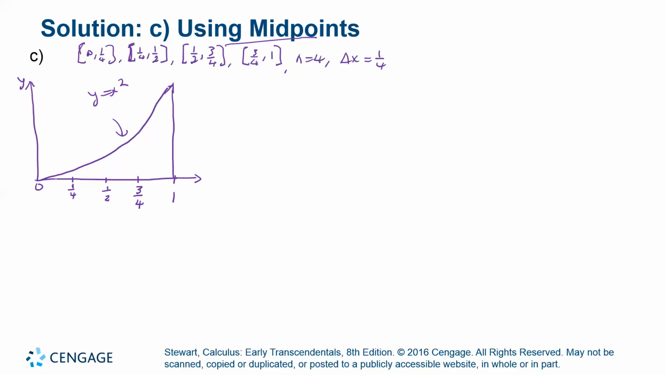Now the midpoint of this interval, we're going to determine it by x star 1. The middle of the next interval is x star 2, the middle of that is x star 3, and here is x star 4. Okay, so if I go to the midpoint, and from that point extend it until it meets the graph, then I extend it to the right and to the left. So I get my rectangle.